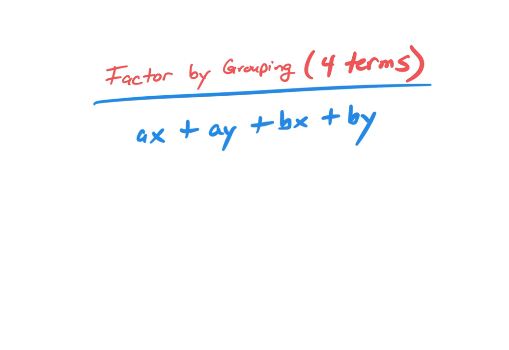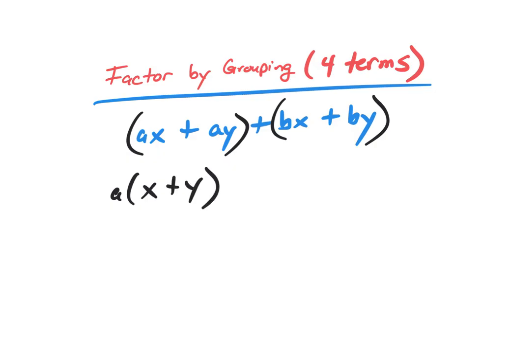So we call this factor by grouping because we're going to group this into 2 groups of 2. First 2, second 2. As long as they have something that we can take out. If not, we could rearrange them sometimes even. But in this case, out of the first 2, what do they have in common? An A. So we can take an A out. And if I take an A out, that leaves me an X plus Y. Out of the second group, we could take out a B, which leaves me X plus Y.